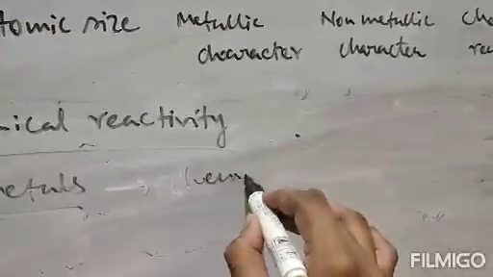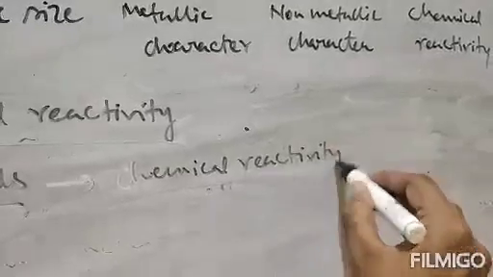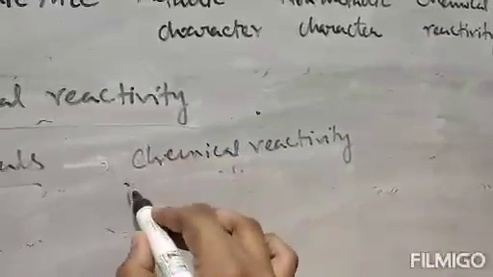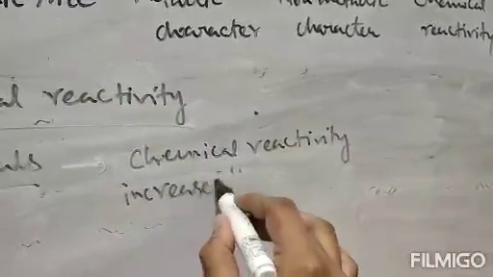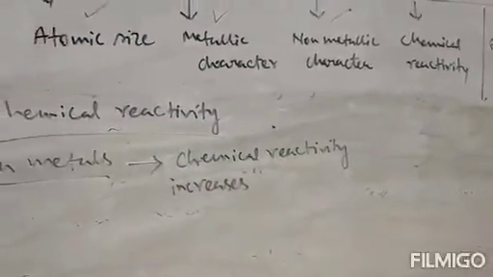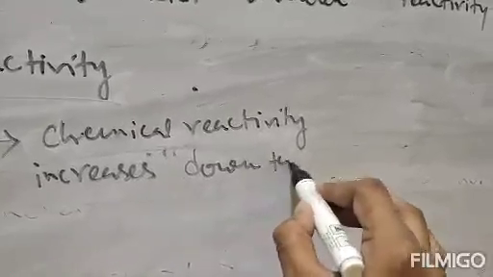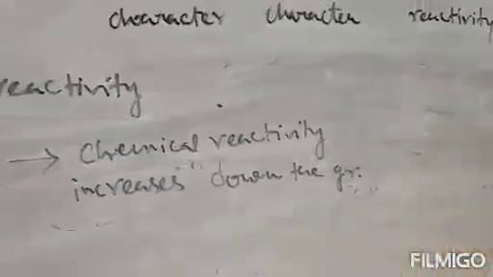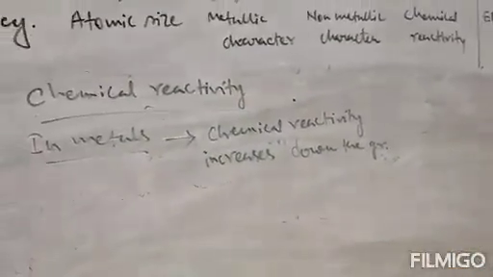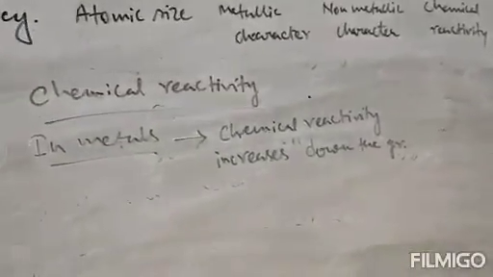Chemical reactivity increases if you move down the group, because the tendency to lose electrons increases. That's why chemical reactivity increases down the group.